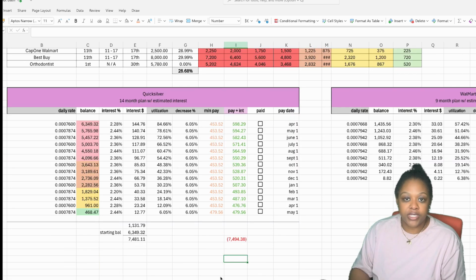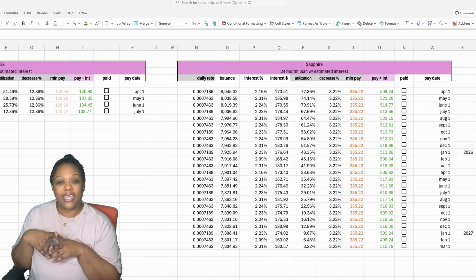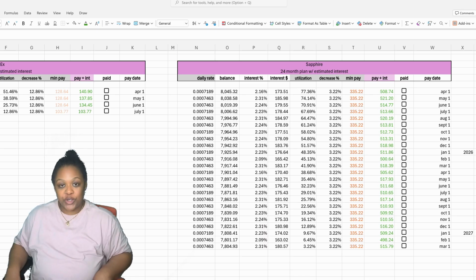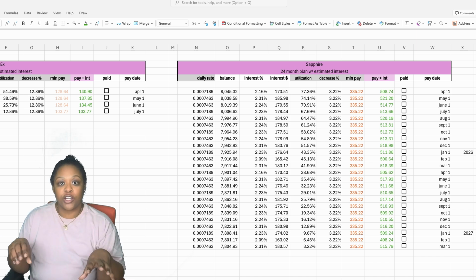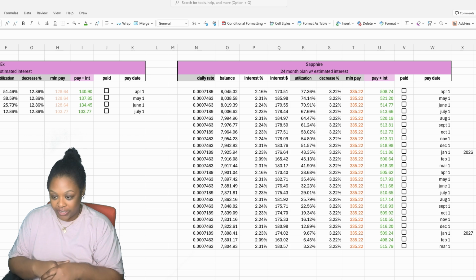So I'm going to do the rest of my cards, speed through this, and I'll meet you on the other side. Okay, I wanted to come back because I hit a little snag. Okay, I want to show you what my Sapphire card looks like. I did all the other ones and I saved this one for last, and I was a little bit stumped, but I figured it out.